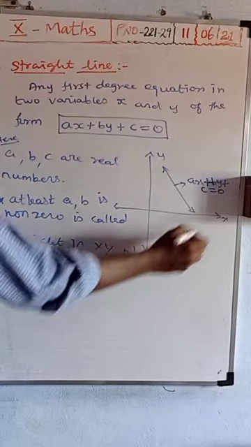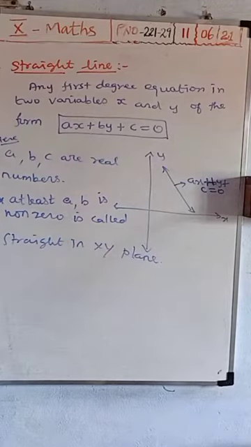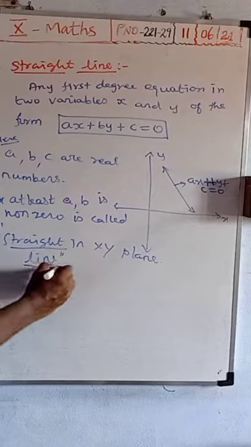Because we are drawing the x axis and y axis, in this plane it is called a straight line. So this is the equation of a straight line.